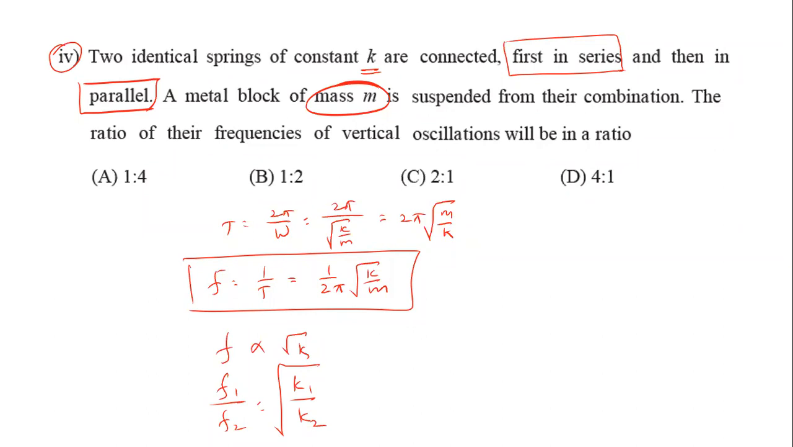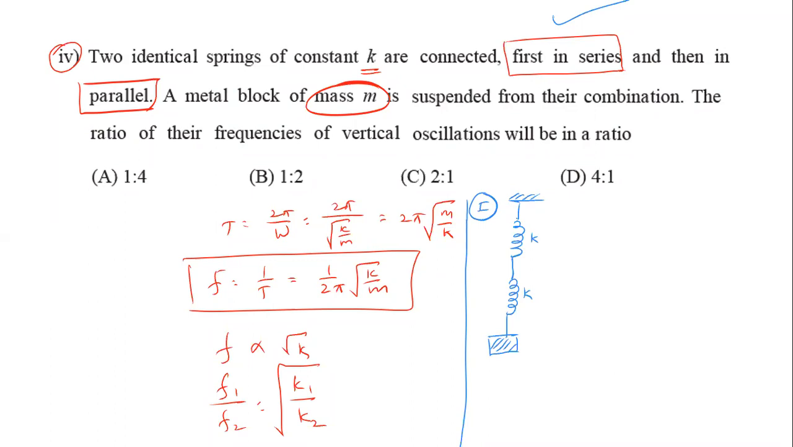Force constant for the first combination is k1. Now let me show you here. The first combination is what? Series. This is a support, this is the first spring, and this is the second spring, and this is a block whose mass is m. Now here the force constant is k, here the force constant is k.